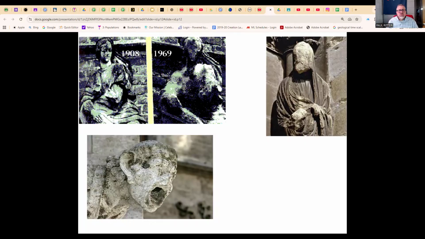These statues, this is 1908, pretty crisp. 1969, no face. Jesus no longer has a face here. Unfortunate. It's gone. This gargoyle is on the side of a building where the gutter comes out. It used to have just a little mouth. Now he's spewing water, right? Pretty good image.